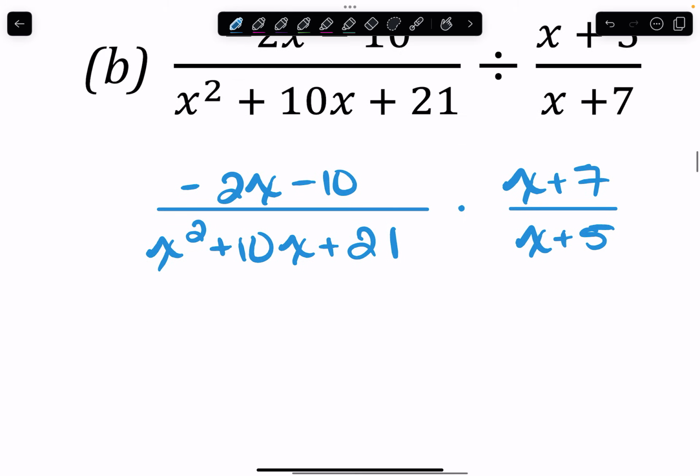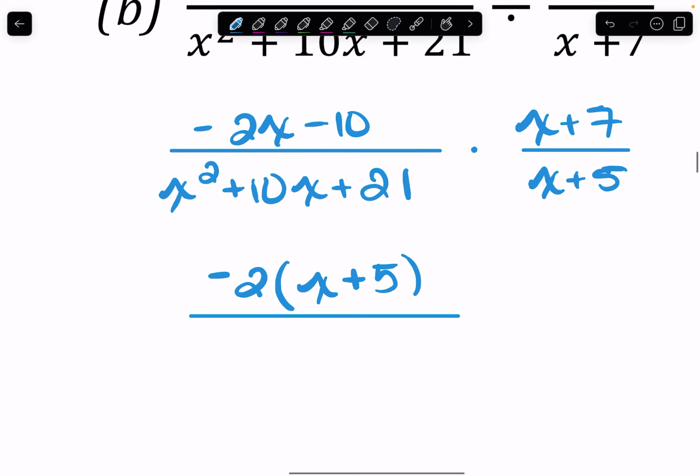Factor everything. All right, first one, negative 2x minus 10. They have a 2 in common and a negative. Remember, never leave the front term negative. So we're going to take out a negative 2. That's going to leave us with an x and then a plus 5.